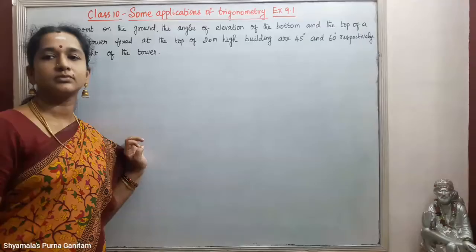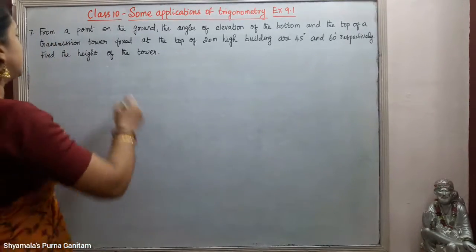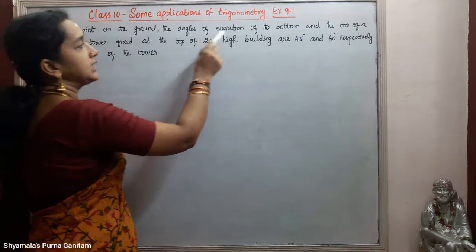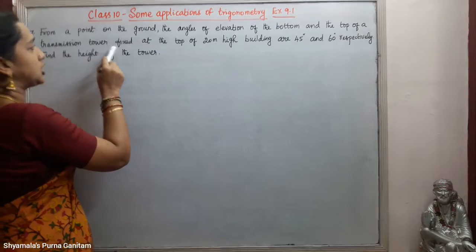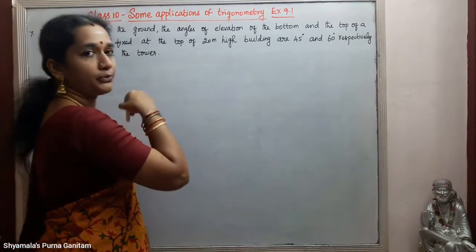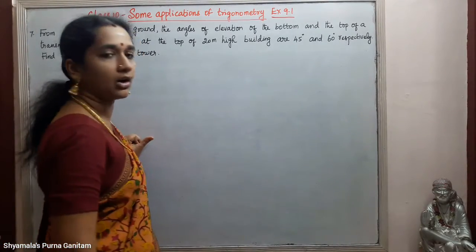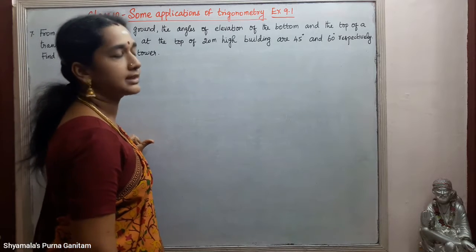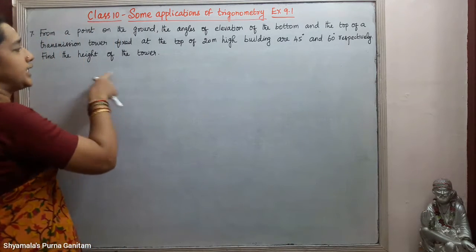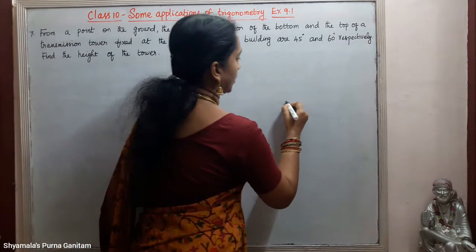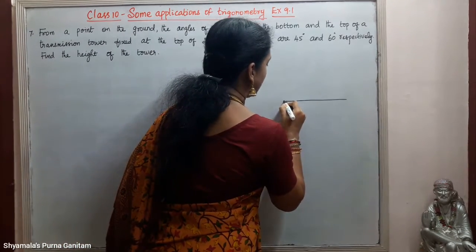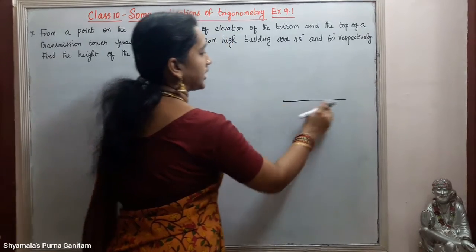Okay. Next question is: from a point on the ground, the angles of elevation of the bottom and top of a transmission tower fixed at the top of a 20 meter high building are 45 degree and 60 degree respectively. Find the height of the tower. So there is a ground. From a point, this is the ground level.